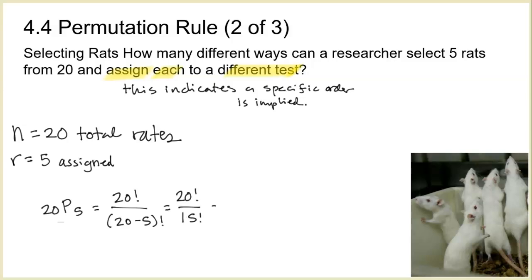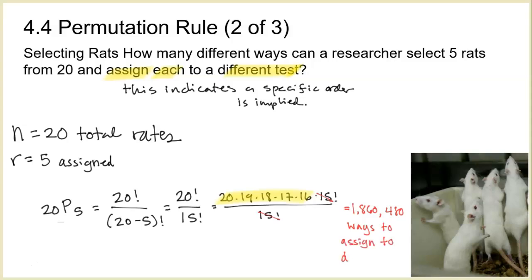And we can expand it out like we did before. Unlike the last time, I don't want to write it all the way out to 1, because the last time it was smaller numbers. Because the denominator is 15 factorial, I can stop at 15, because 15 factorial and 15 factorial will eliminate, and I'm just left over with 20 times 19 times 18 times 17 times 16.